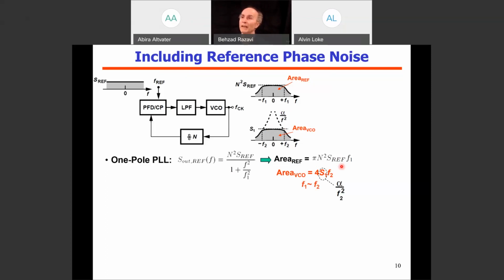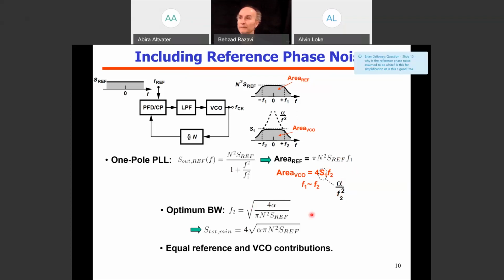So now I can just add up these two expressions with these substitutions and differentiate with respect to F2 or F1 to find the minimum value of this area. So we do that, it's not that hard, and we obtain the optimal bandwidth to be this expression here. Okay, so what we see here is that the minimum total jitter at the output is given by this expression.